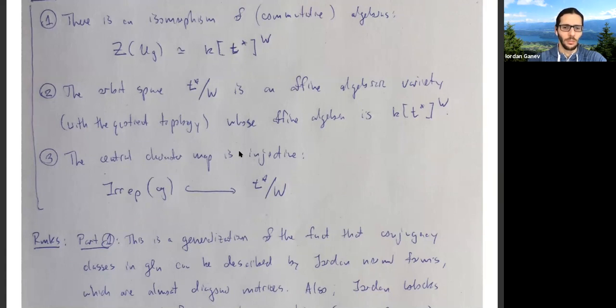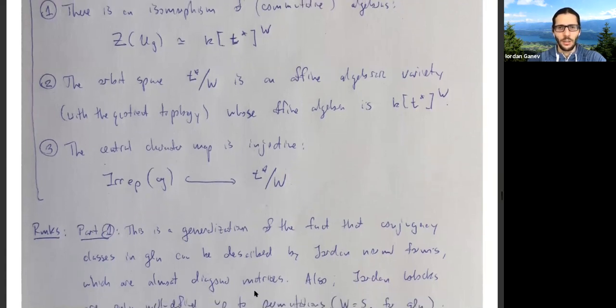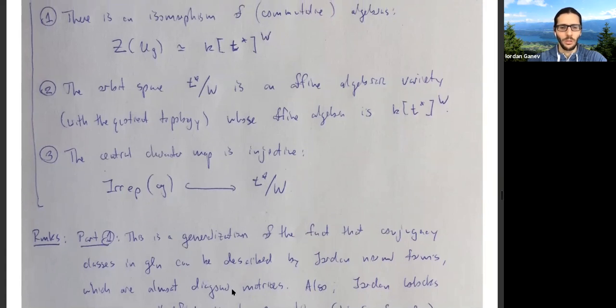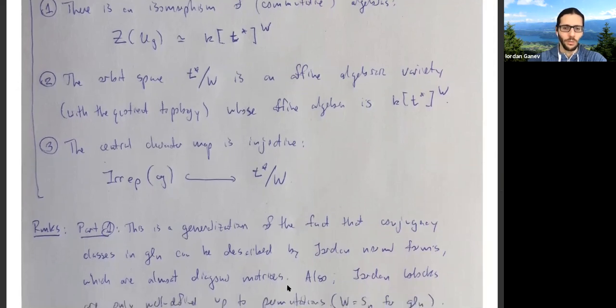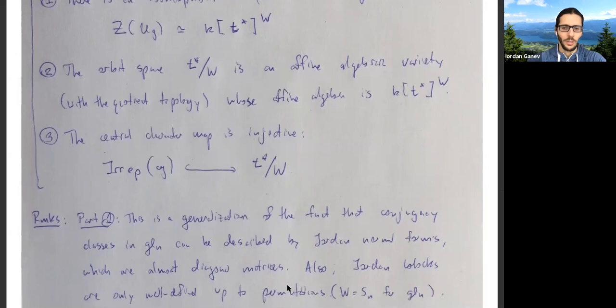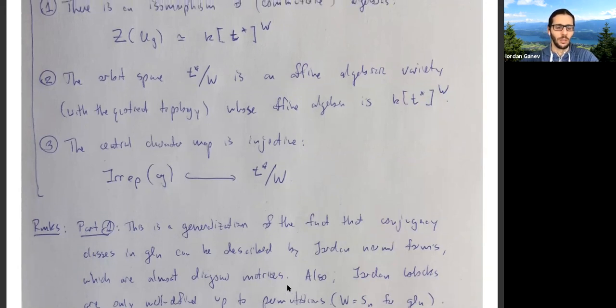The torus is about diagonal matrices. And to explain this Weyl group action, in the case of GL_N the Weyl group is a symmetric group, and the fact that we take invariants for the Weyl group corresponds to the fact that when we do the Jordan decomposition of a matrix, the Jordan blocks are only well defined up to permutation. We can permute the order in which they appear, and we stay within the same conjugacy class. So that's some kind of vague motivation for why you might expect something like this to be true.